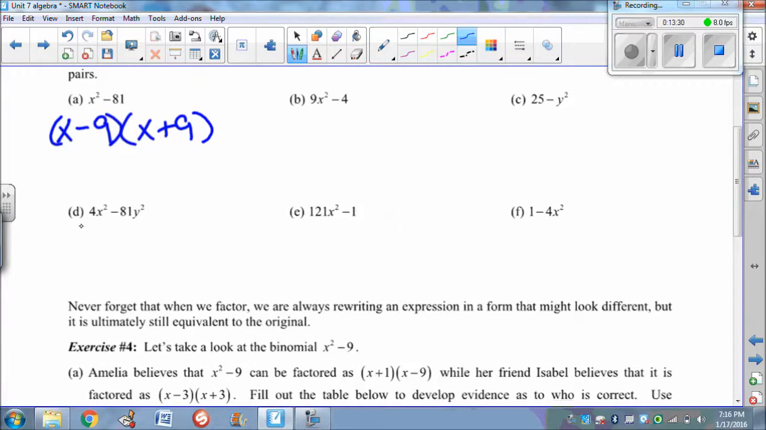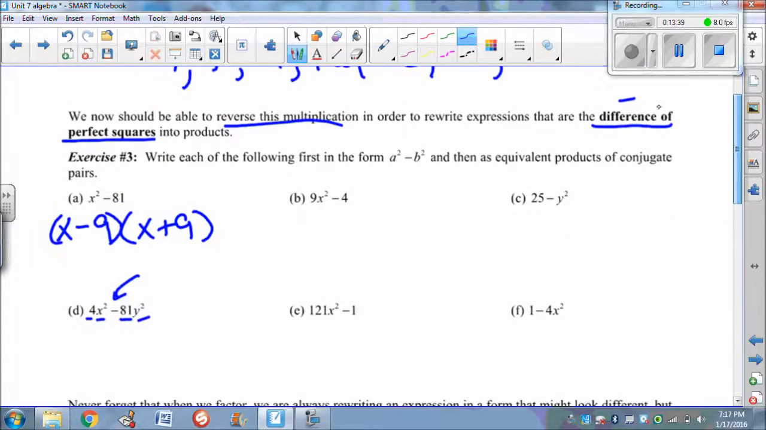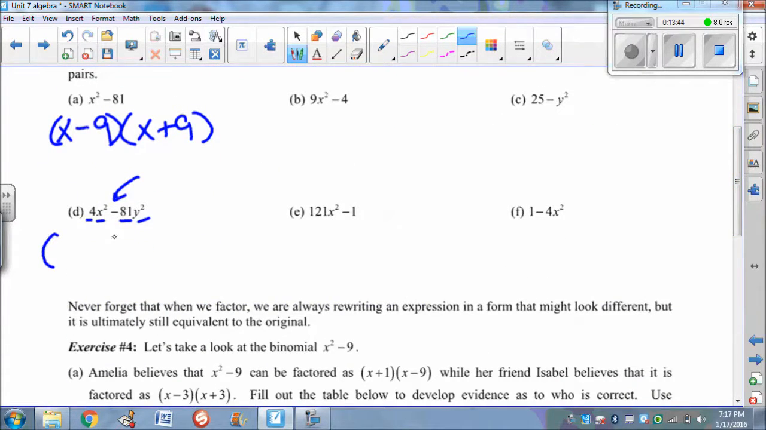So where did D come from? Okay, 4 is a perfect square, so is x squared. 81 is a perfect square, and so is y squared, and it's separated by a minus sign. Hence the name, difference of perfect squares. So when you see that, how are we going to factor that? Where did that binomial come from? What was the result of multiplication there? Let's undo that. 2x minus 9y and 2x plus 9y.